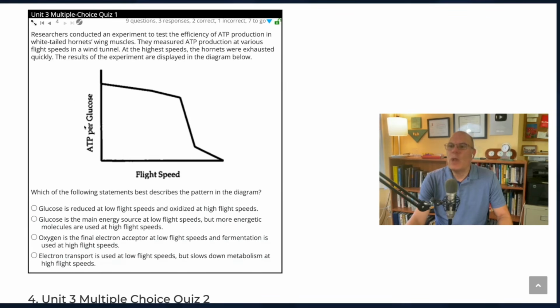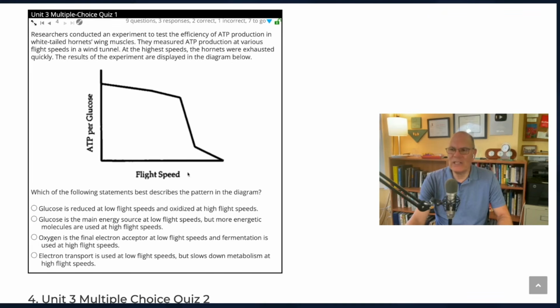Next question. Researchers conducted an experiment to test the efficiency of ATP production in white-tailed hornets' wing muscles. They measured ATP production at various flight speeds in a wind tunnel. At the highest speeds, the hornets were exhausted quickly. The results of the experiment are displayed in the diagram below. The diagram is a very simple diagram.